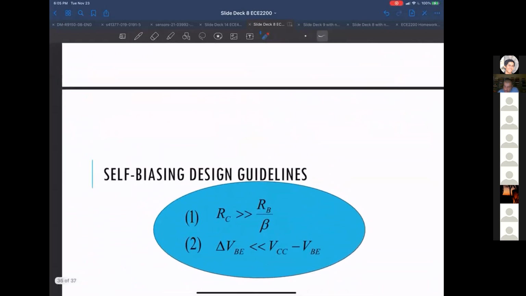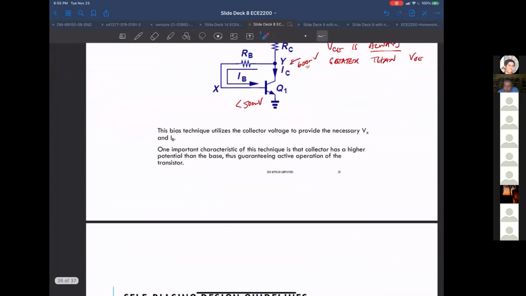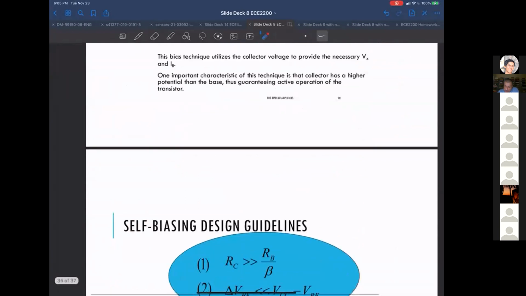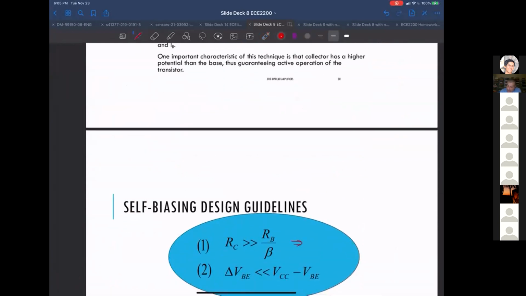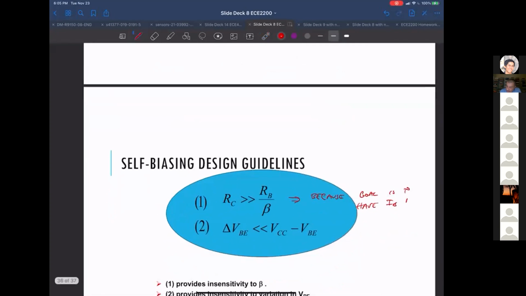It still has a problem, so it has a couple of guidelines. R sub C has to be much larger than R sub B over beta, because you basically want I sub B, so let me write it down here, the goal is to have I sub B not change I sub C too much.